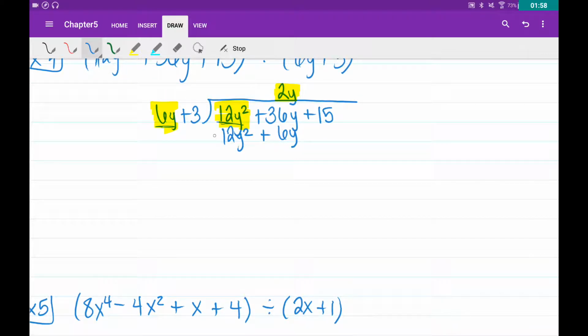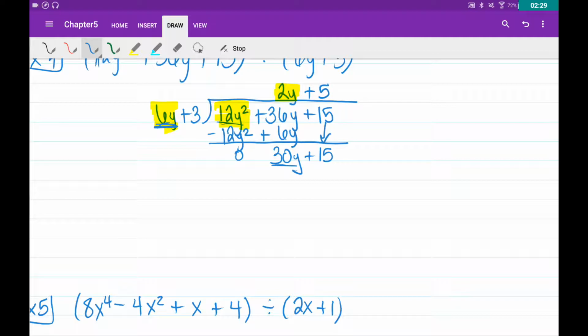And then subtract. 12y squared minus 12y squared, that's 0. That cancels. You don't even have to write that, but if you want to, you can. 36y minus 6y is 3y. Plus, now bring down the 15. Okay, so start again. What times 6y gives me 30y? So 6 times 5 would give me 30, so I know it has to be plus 5.